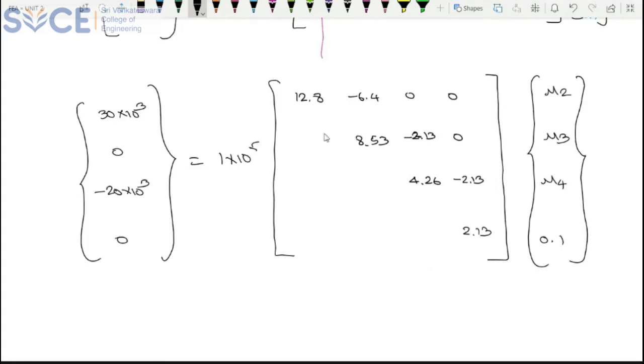So this will be here, minus 6.4, 0, 0. What is this? Minus 2.13. And this will also be 0. This is minus 2.3. Symmetric, right? Aij is equal to Aji. I am filling it out because I'm going to multiply. Now I will get 4 equations. I am not striking this, because when you are multiplying, you will get that value, and based on that, you will identify.